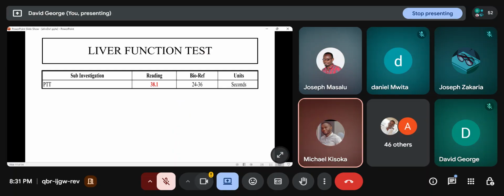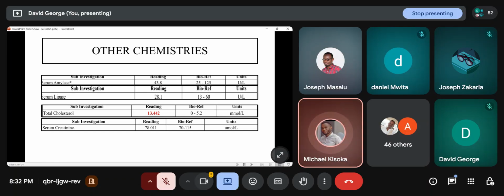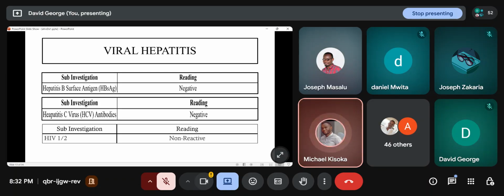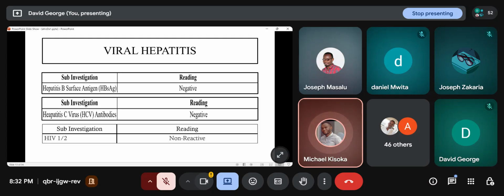Next slide, David. So PTT is slightly elevated, 38.1. Next, David. And then PT is 13.3, within normal range with a normal INR. Next. So other chemistry are seen, so you can appreciate that the serum amylase and lipase are within normal range. Significantly elevated total cholesterol of around 13 with normal creatinine. BUN was not done as this was cash paying. And then viral hepatitis, you can appreciate hepatitis B, C, and HIV 1 and 2, they're all normal.